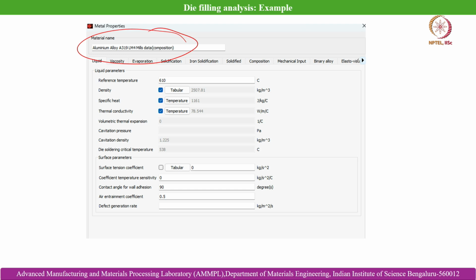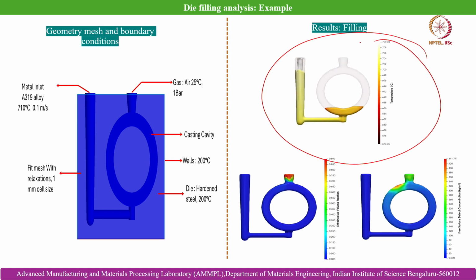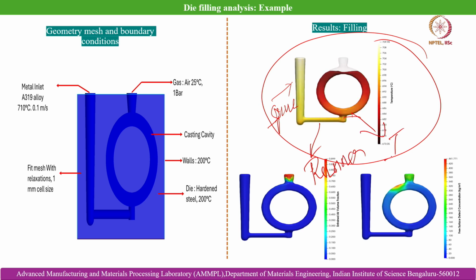Here you can see the reference temperature, and the temperature-dependent specific heat and thermal conductivity are provided. This is an animation of a ring-shaped component, where you can see how die filling is useful to optimize the sprue dimension, the runner dimension, and the in-gate dimension, as well as the process conditions. You can see the free surface defect generation within the component is fairly low.